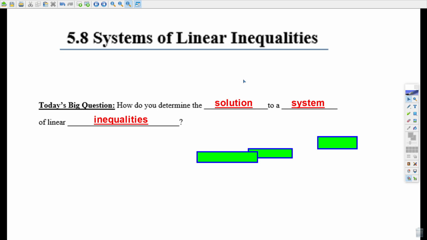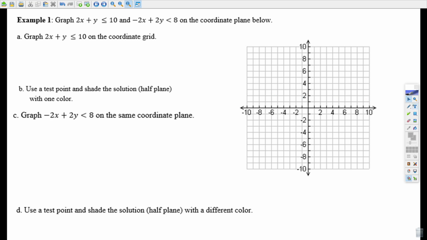I would highly recommend that you have some different colors to use, because we're going to be shading a couple different things at once. So for example, for our first system of equations, we'll be doing 2 on the same coordinate plane. We're going to graph these two equations: 2x plus y is less than or equal to 10, and negative 2x plus 2y is less than 8 on the same coordinate plane. So we're going to see how that works.